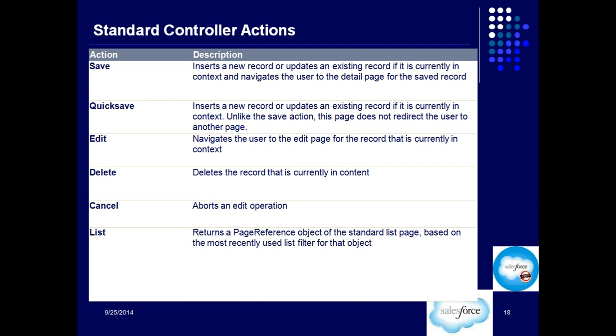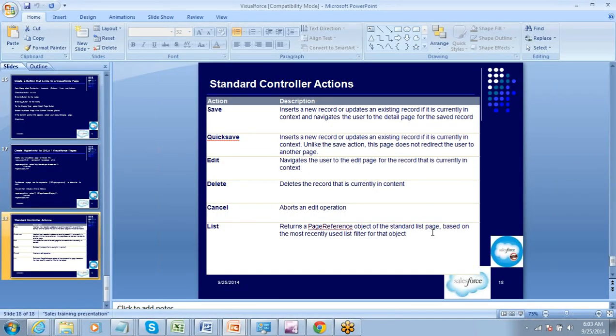List returns a page reference object to the standard list page. The standard list page, you remember, the view page, the list and all. When you click on the tab, it will take you to the most recently viewed list. So when you click on the account tab or any tab, you get to see those list views, right? It will take you to the recently viewed list. So these are the actions there.